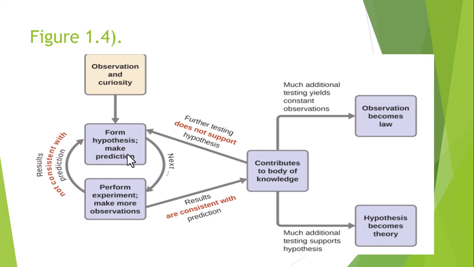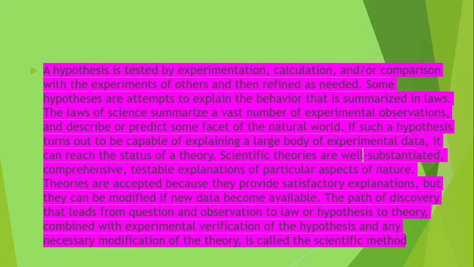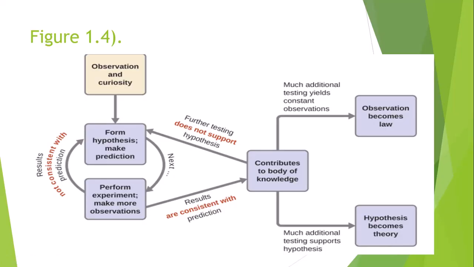Because now, remember, we explained in the previous slide, let me just quickly come here. Sorry, yes. No, this is not the slide. We said the path of discovery that leads to question and observations, to a law or hypothesis, to theory, combined with the experimental verification of the hypothesis and any necessary modification of the theory, is called the scientific method. So remember, this is a journey that one takes. Right, and then once you contribute to the body of knowledge, what happens?